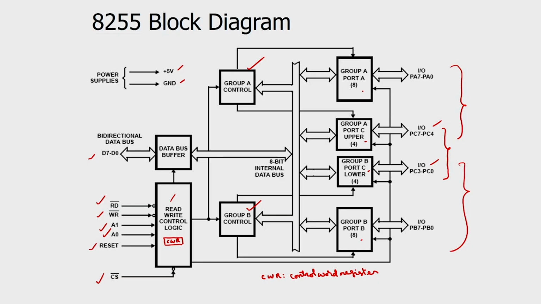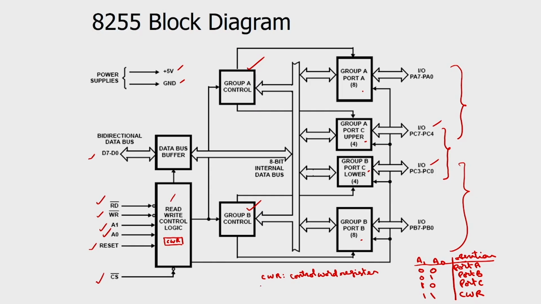Okay. So, this A1, A0 is going to decide the selection. If they are 0, 0, then it refers to port A. This is 0, 1, port B, 1, 0, port C, 1, 1, control word register. You see how A1, A0 will be used for selecting the ports or control word register.